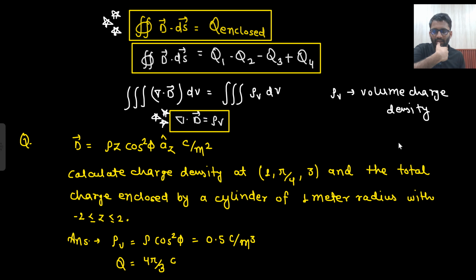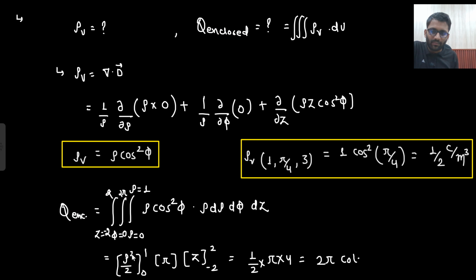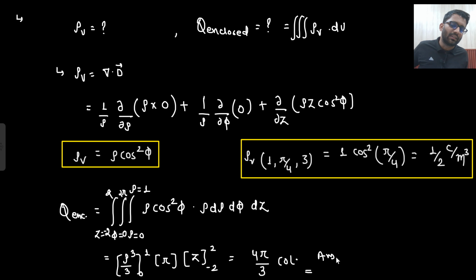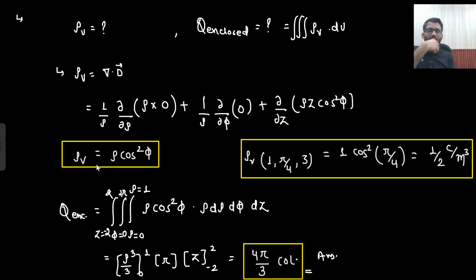So let me check once. Yeah, one blunder I did here: it will be rho cube by 3, right? It would be rho squared d rho, so rho cube by 3 and rho is going from 0 to 1. So the answer will be 4 pi by 3 Coulomb. Okay. So this is your Q enclosed, this is your other answer. So very easy question. First I calculated del dot D, which gave me rho v, and from rho v I could calculate Q enclosed, right?